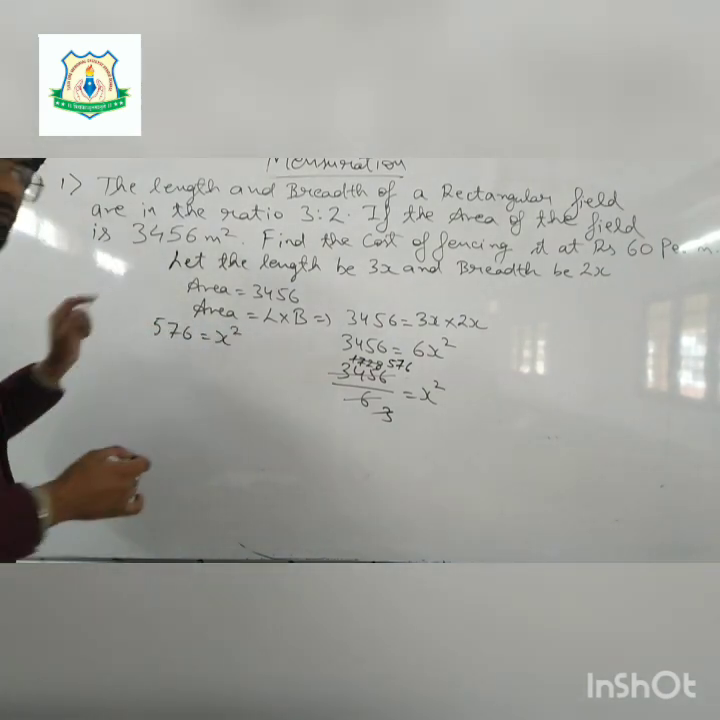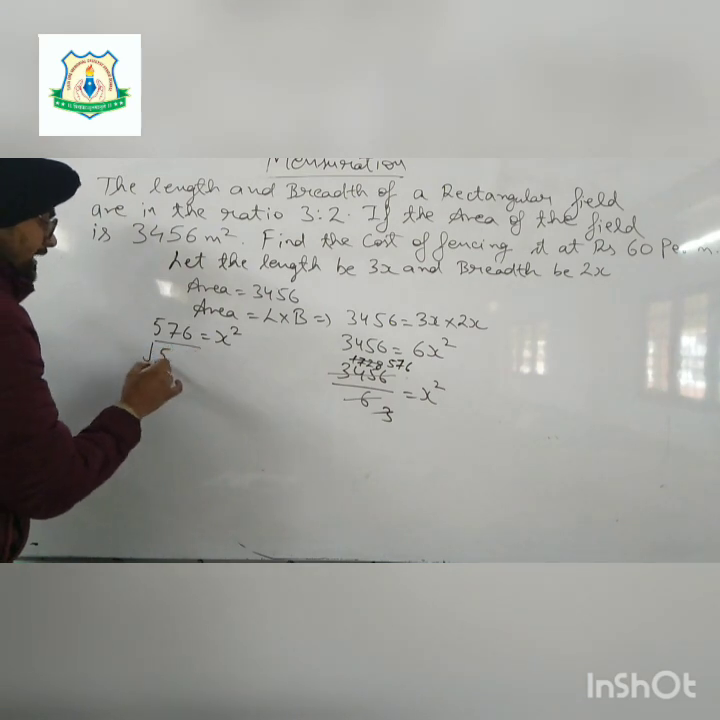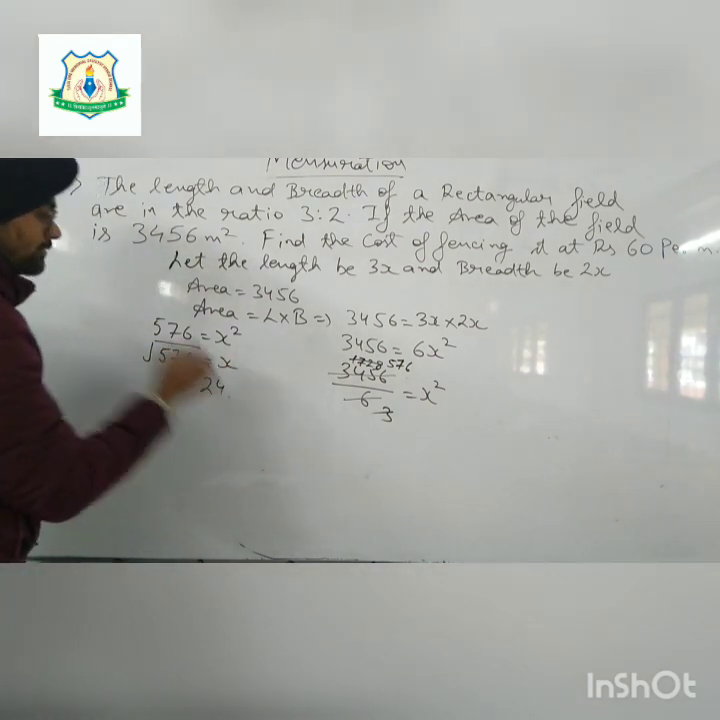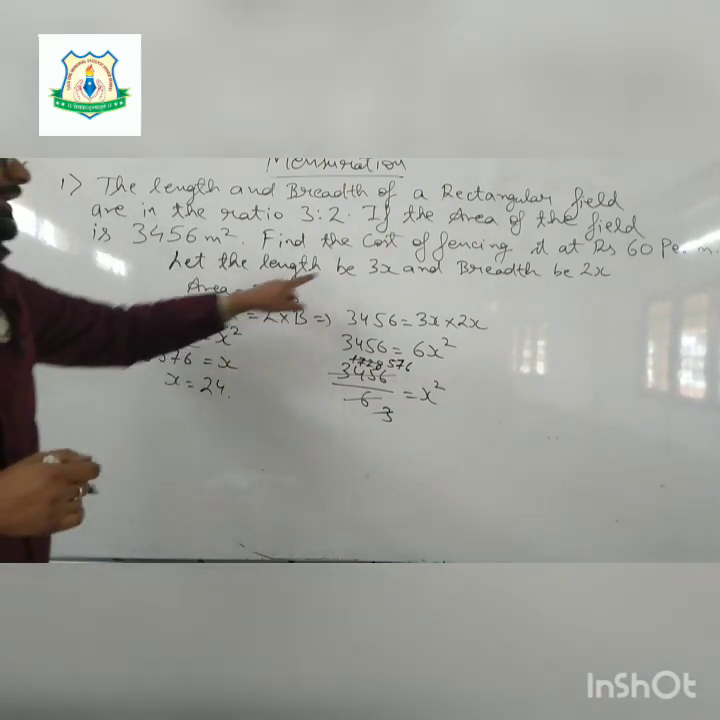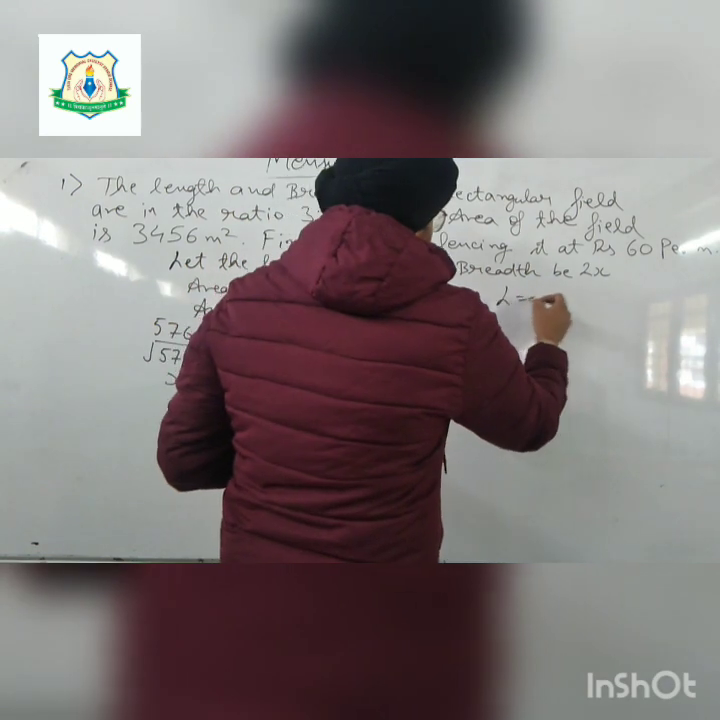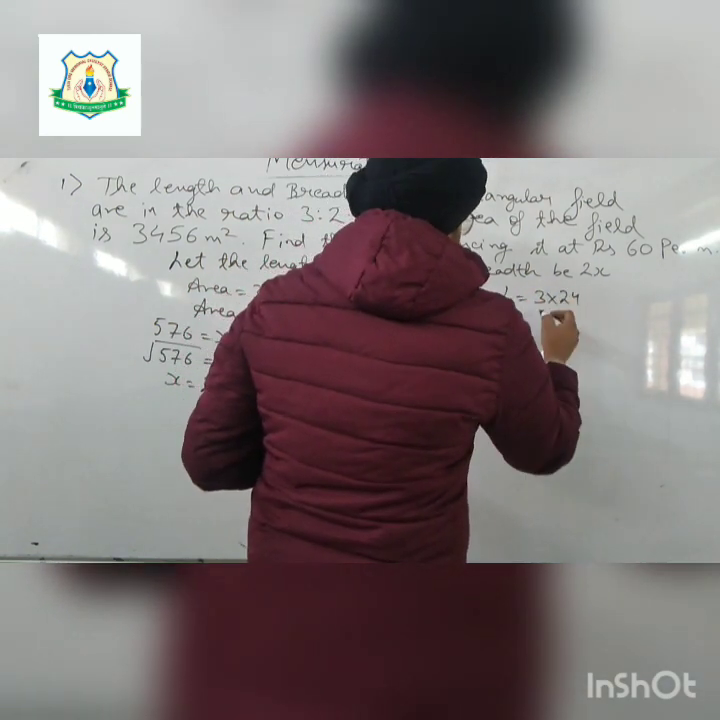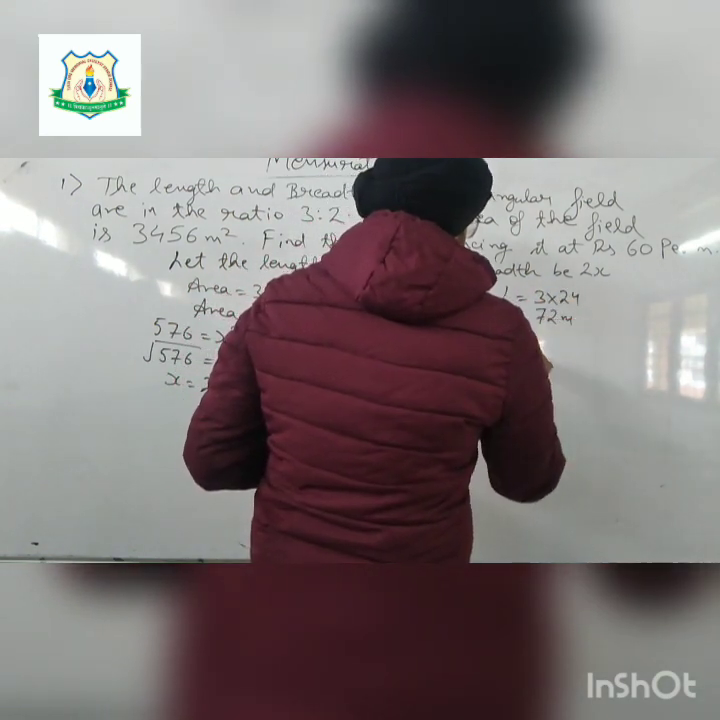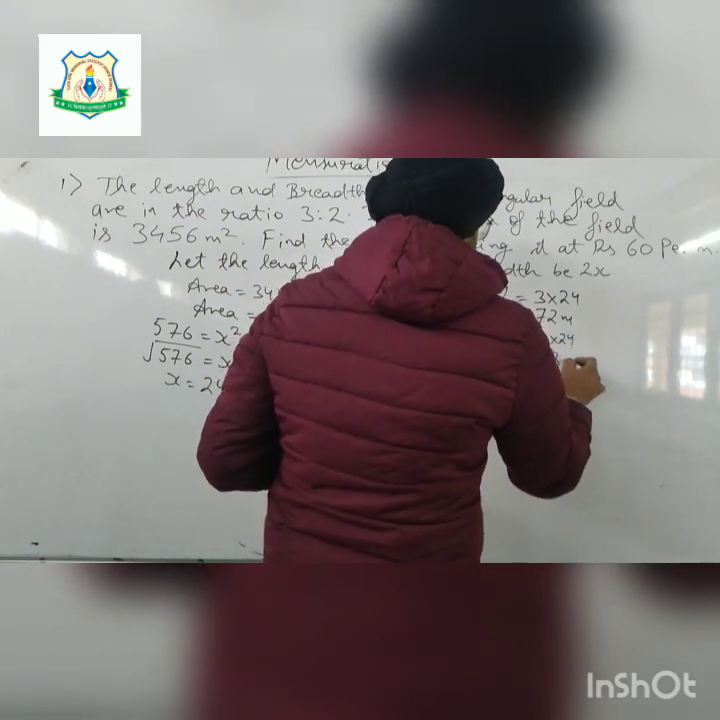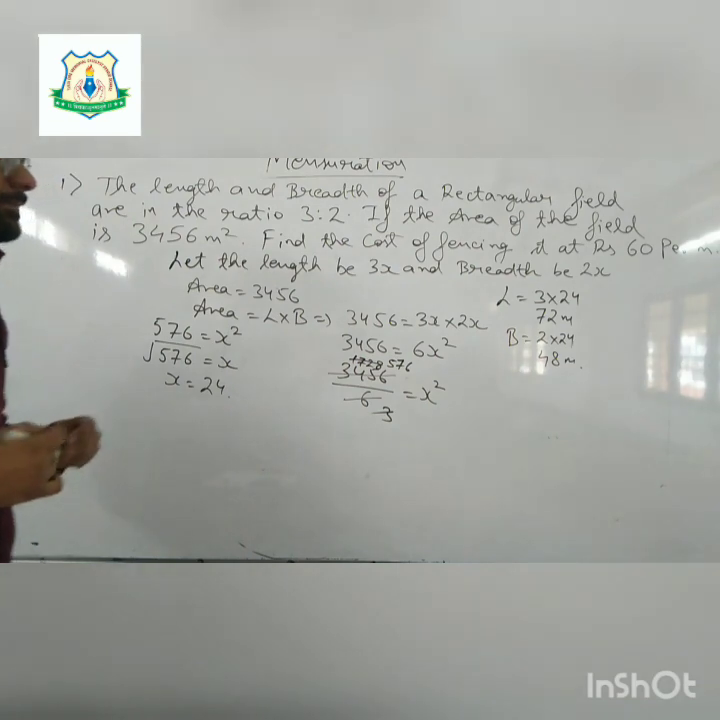When square is removed, it is changed to the square root sign. And square root of 576 is 24. So at the place of x, we will put here 24. So now the value of length is 3 into 24 is 72 meter and breadth is 2 into 24 is 48 meter. This is the length and breadth.